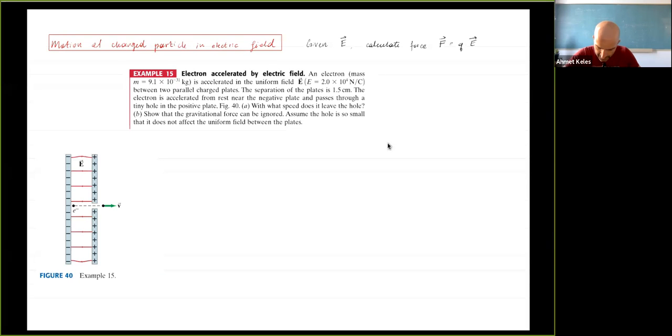And the question is, A, with what speed does it leave the hole here? And B, show that the gravitational force can be ignored. Suppose we have a gravitational field here, like this, and we need to show that it can be ignored. And we assume the hole is so small that it doesn't affect the uniform field between the plates. So this one doesn't change these field lines, okay? You can take these lines as if there's no hole.